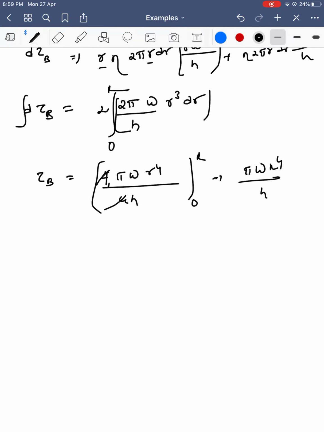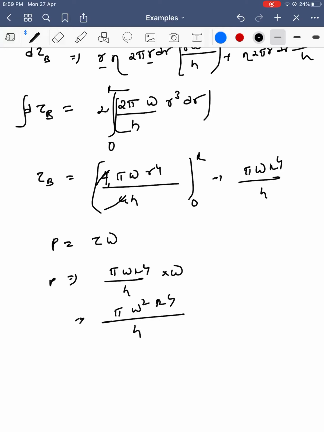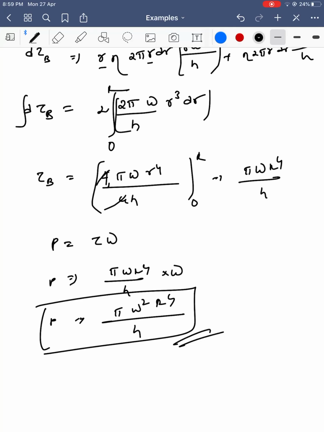This is the torque. So power is equal to tau into omega. We can write it as pi omega R power 4 by h into omega. So this is the power, pi omega square R power 4 by h. This much power is required. Thank you.